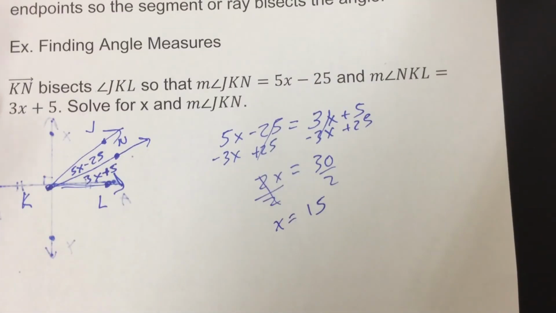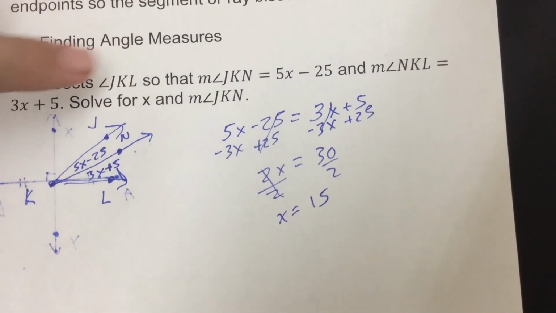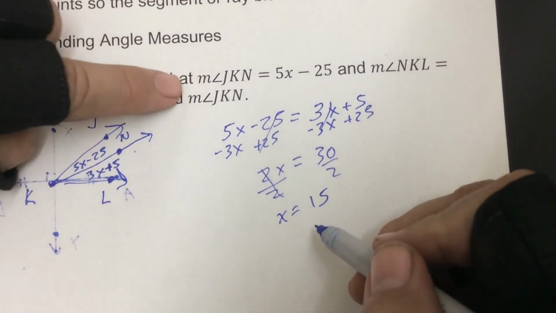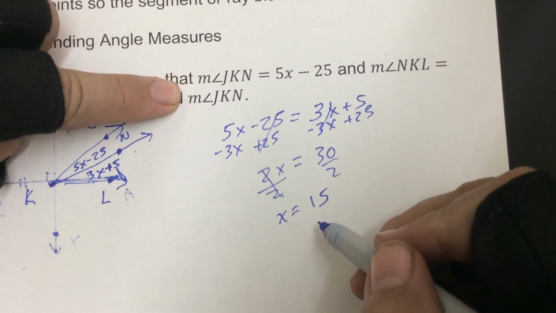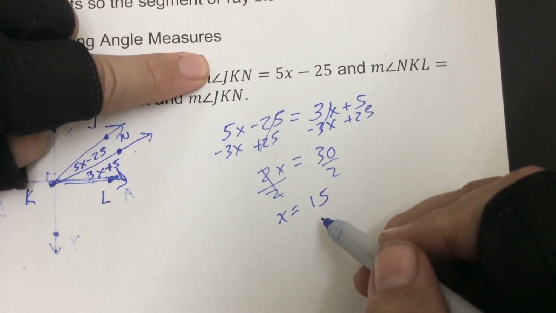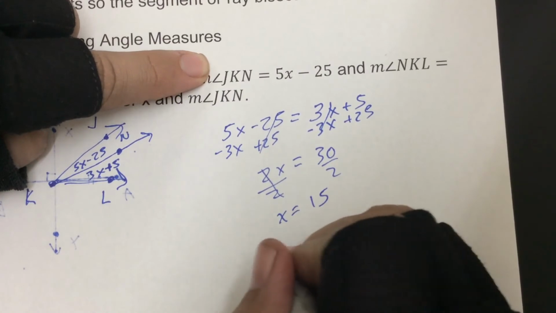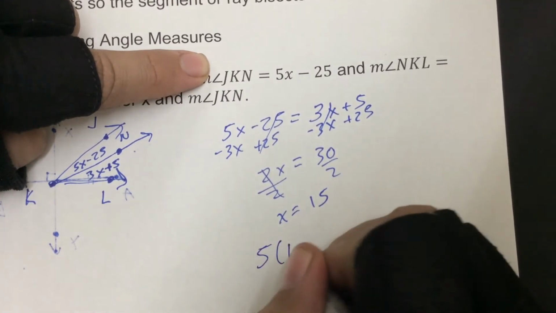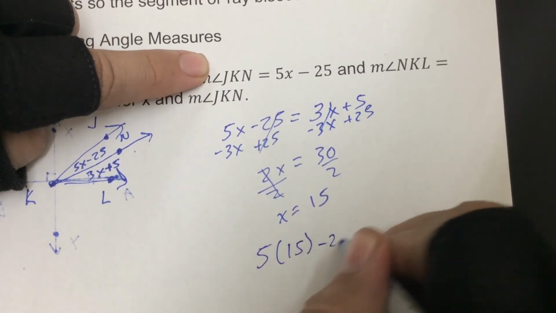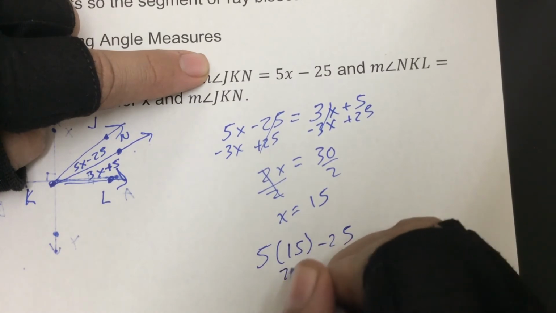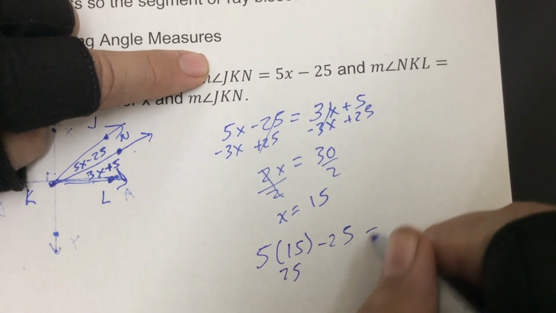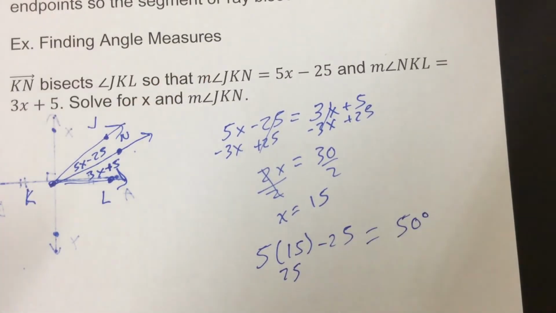And I'm off the page, sorry. So then it says solve for x. We did that part, but then it also says find the measure of angle JKN. So JKN is going to be the 5x minus 25. So 5 times our x, which is 15, minus 25. 5 times 15 is 75. 75 minus 25 leaves us with 50 degrees. So that's how you would solve those problems.